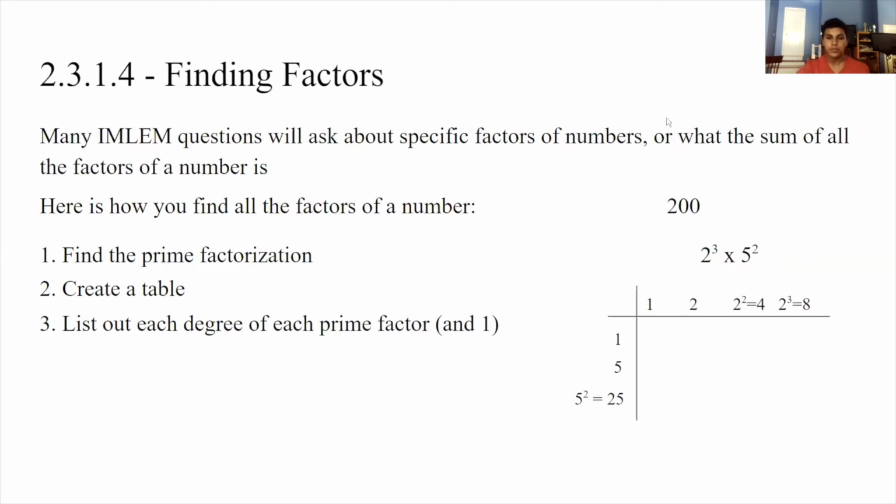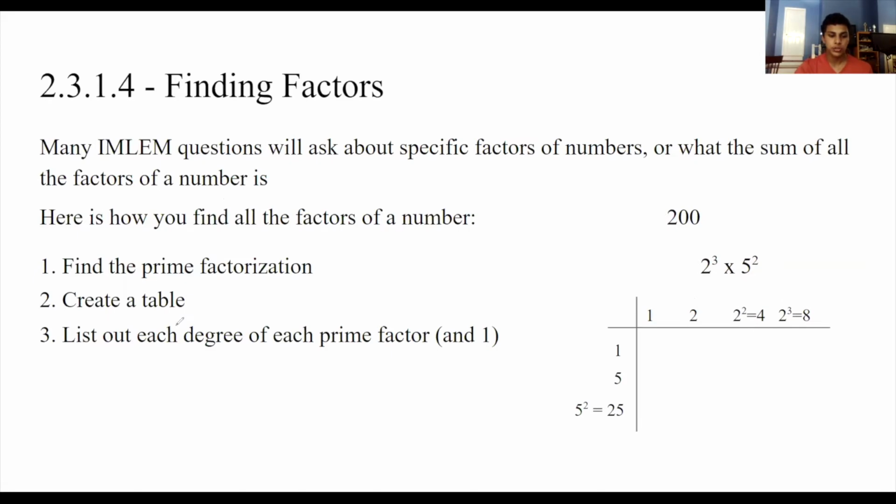Now this is where it gets a little bit tricky, and if you don't know what a degree is, it's basically just different powers of a number. So if it says each degree of each prime factor, well, one of my prime factors is 2, then different degrees of 2 would be 2 to the power of 0, 2 to the power of 1, 2 to the power of 2, 2 to the power of 3, and so on, to the 4, to the 5, to the 6. And you get what I mean.